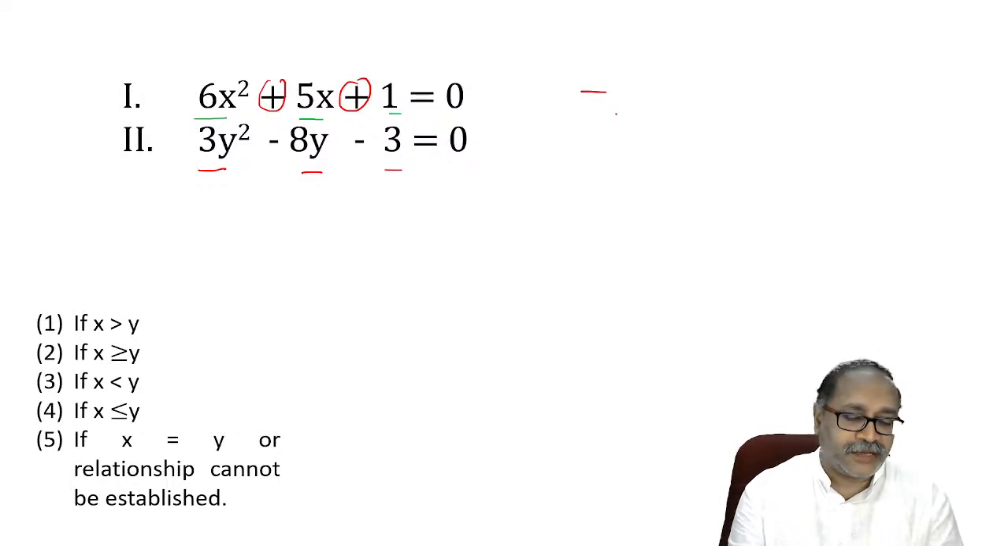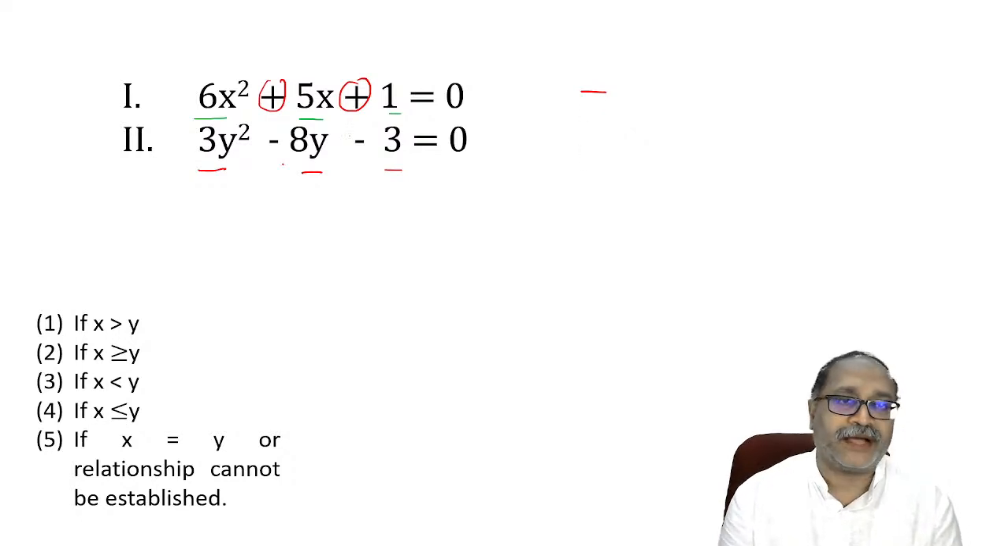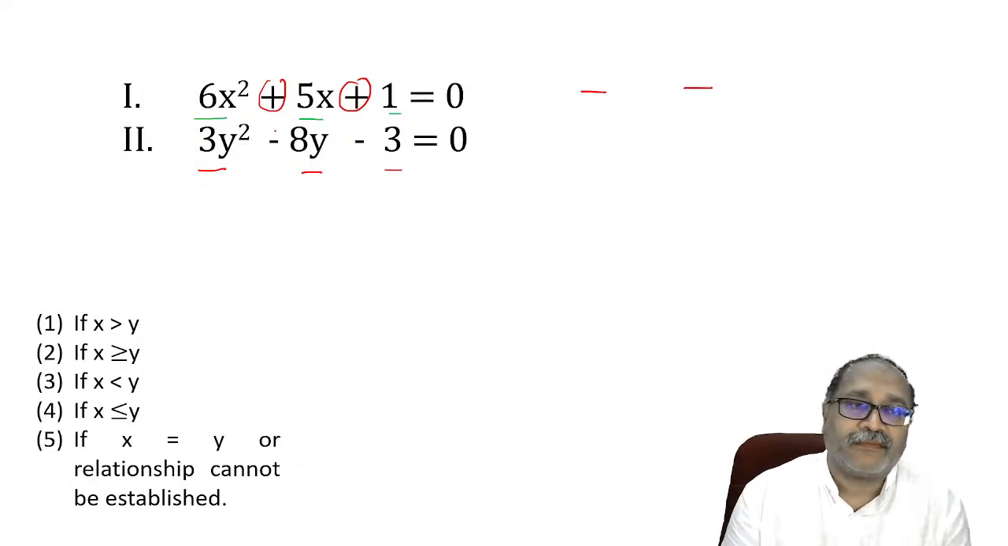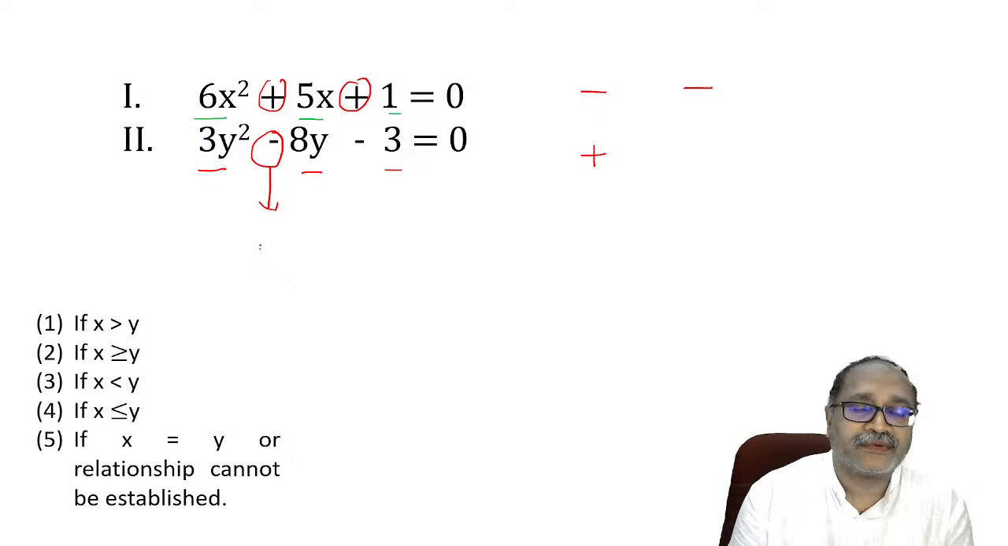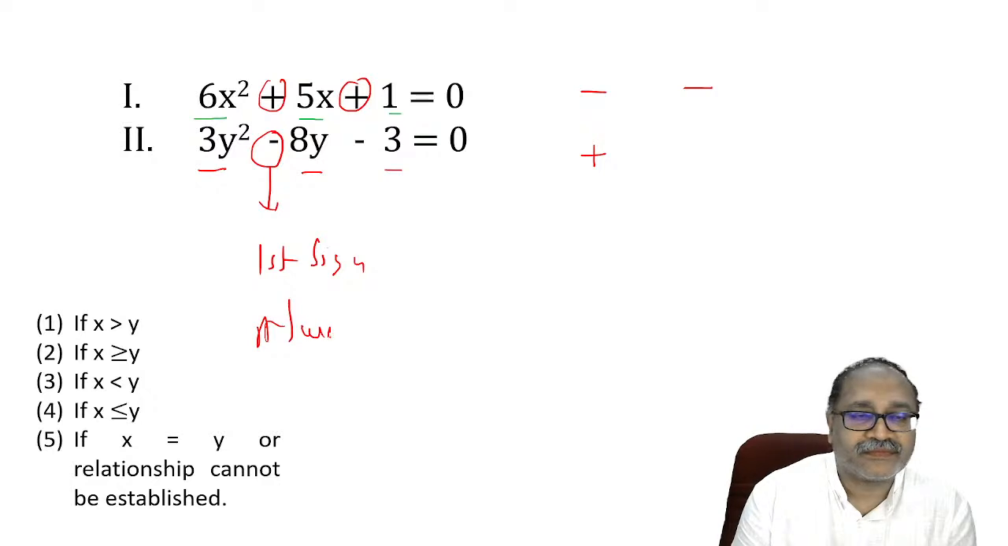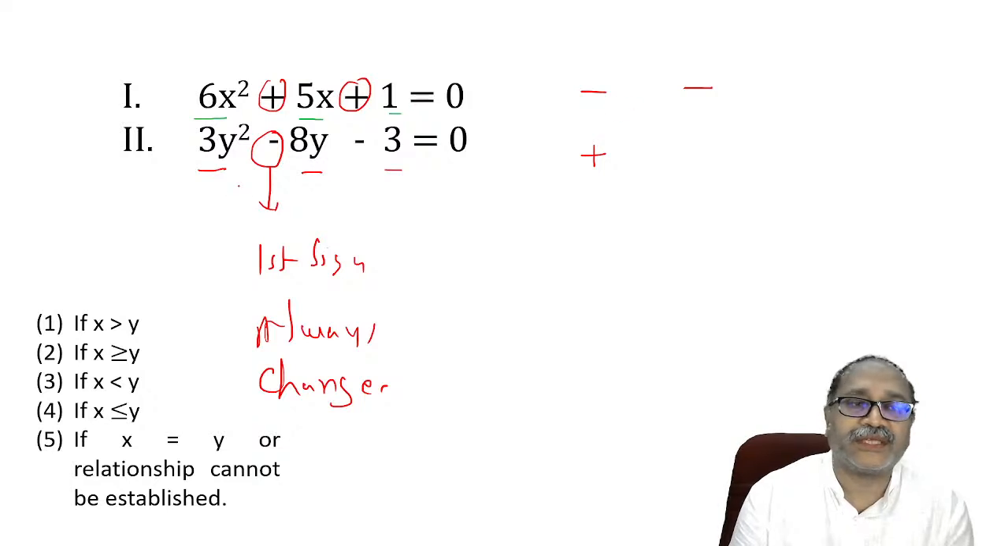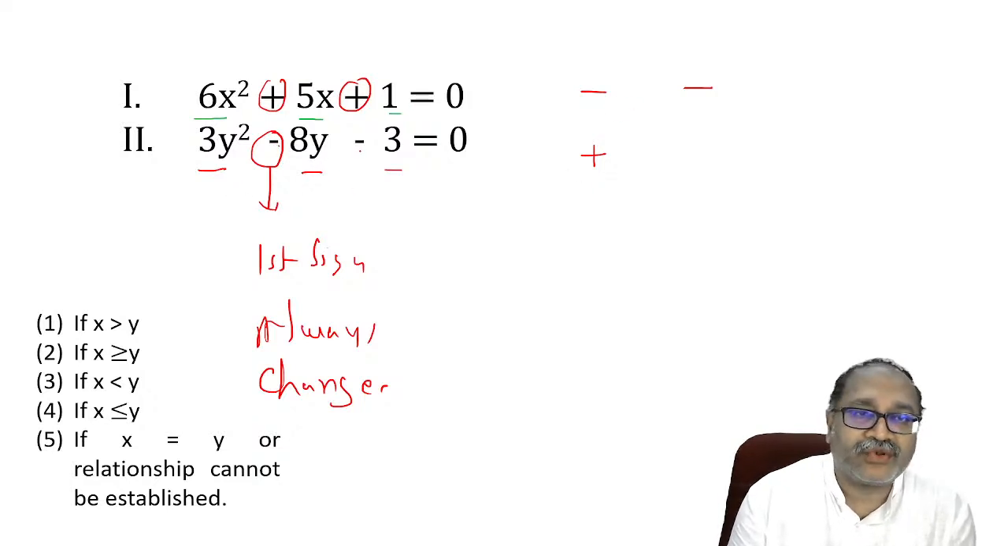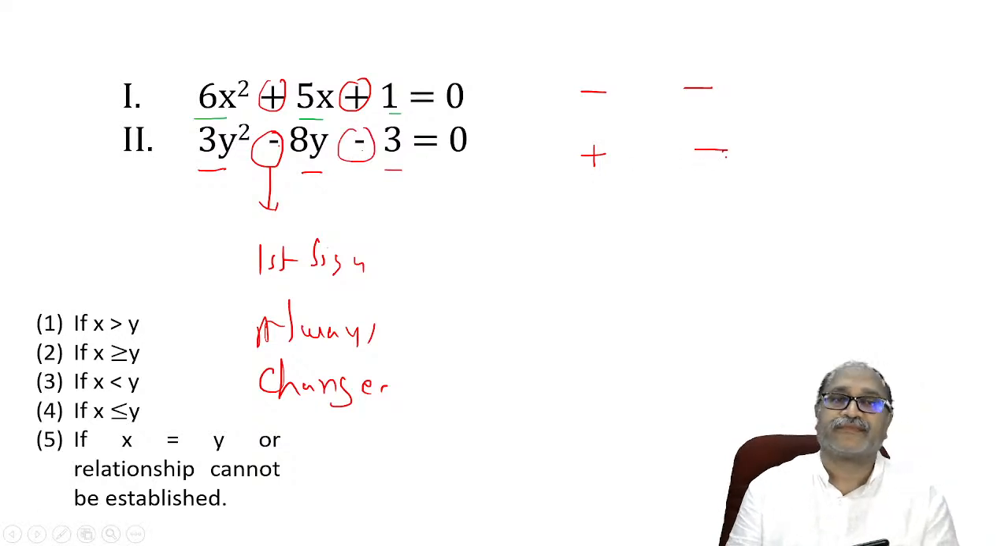Do it, everyone. The plus will become minus, and the plus changes the next sign. It's minus. Minus will become plus. First sign always changes. So the plus will become minus and the minus will become plus, and the minus does not change the next sign. So the next sign minus will remain as minus. That's over so far as sign changing is concerned.